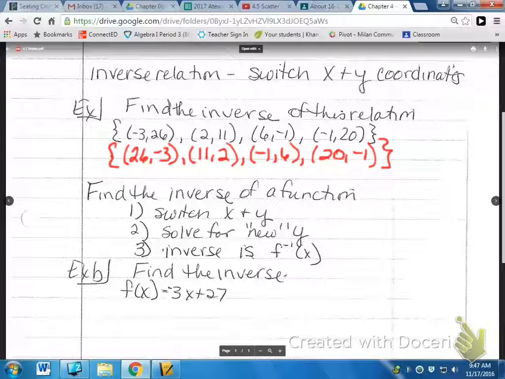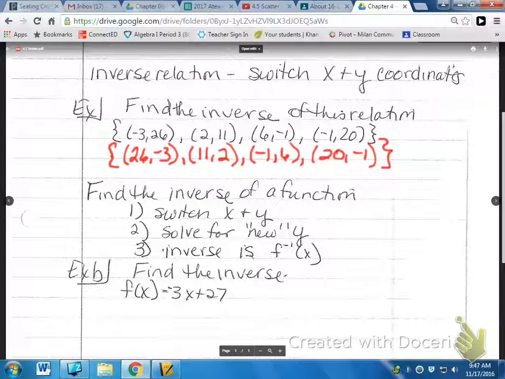Next, finding the inverse of a function. Well, we're going to talk about these functions as linear equations and also with function notation. You're going to make them all linear equations with x and y. So if they're given to you with function notation, instead of that function notation, put your y in there. But you write the equation with x and y, then you switch the x and y around. You then solve for this new y, and that is called the inverse of your function.